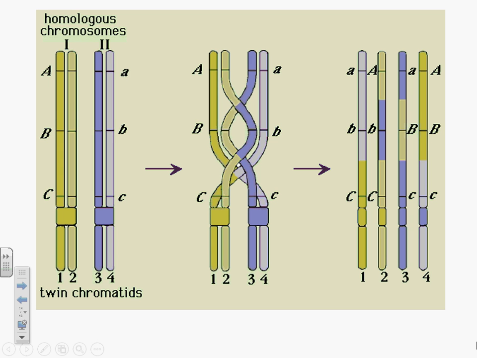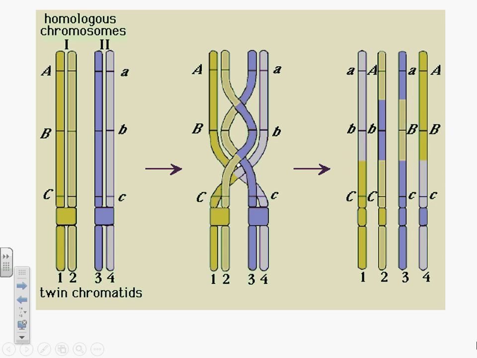But obviously here we've got a greeny one and a purpley one, again with genes A, B, and C. And this time there is crossing over between both chromatids on each one. So you've got the left-hand greeny one crossing with the right-hand purpley one, and the right-hand greeny one crossing with the left-hand purpley one. Very nicely drawn, actually.